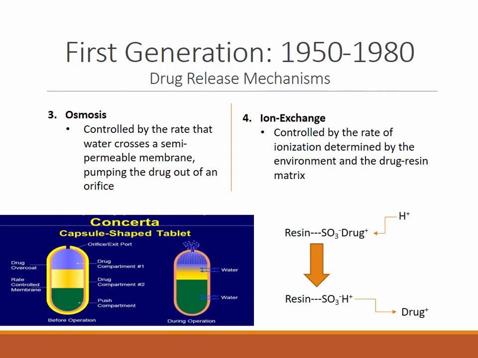The last one I'd like to talk about is ion exchange. So this is really controlled by the environment that the drug finds itself in. The little example I drew up here is a resin which is bonded to a negatively charged sulfonic group, which is ionically bonded to a positively charged drug ion. So let's say it's in a low pH area, a lot of high proton concentration, for instance, the stomach acid. A proton comes along, displaces the positively charged drug ion, takes its place ionically bonded to the sulfonic group, and the drug goes on its way to do its job in the body.